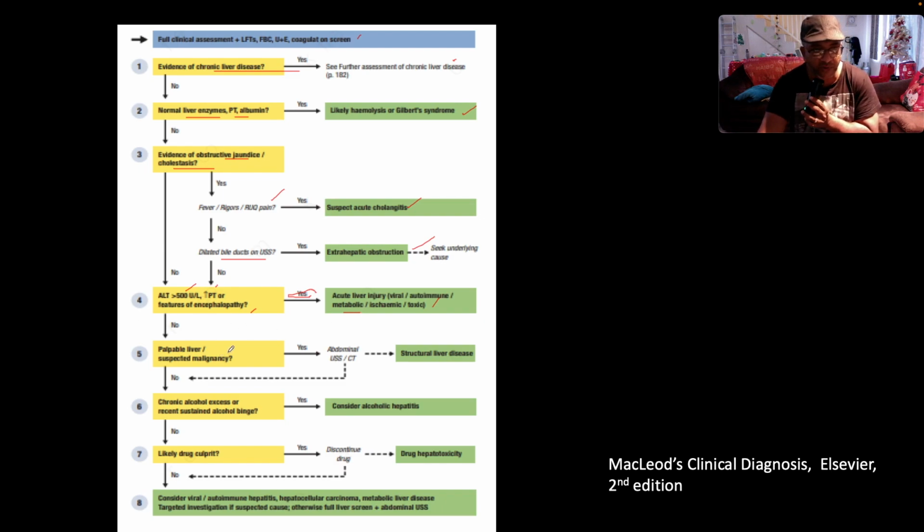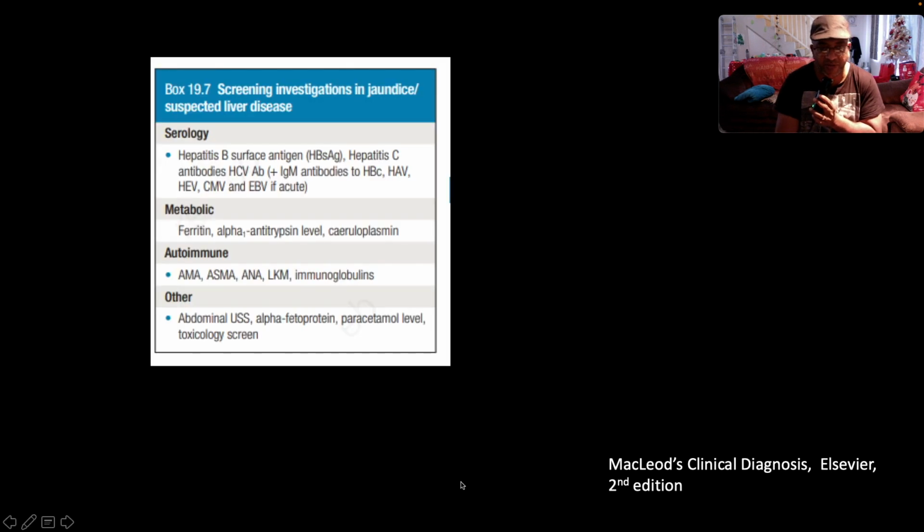If the answer is no, is there a palpable liver or suspected malignancy? Then you want to head over to an abdominal ultrasound or a CT abdomen for structural liver disease. If no, ask yourself, is there chronic alcohol excess or a recent sustained alcohol binge? If yes, consider alcoholic hepatitis. If no, is there a likely drug culprit? If yes, discontinue the offending drug, especially when studying TB drugs, right? And consider drug hepatotoxicity. If no, consider viral or autoimmune hepatitis, hepatocellular carcinoma, metabolic liver disease, targeted investigation in suspected causes, otherwise full liver screen and abdominal ultrasound.